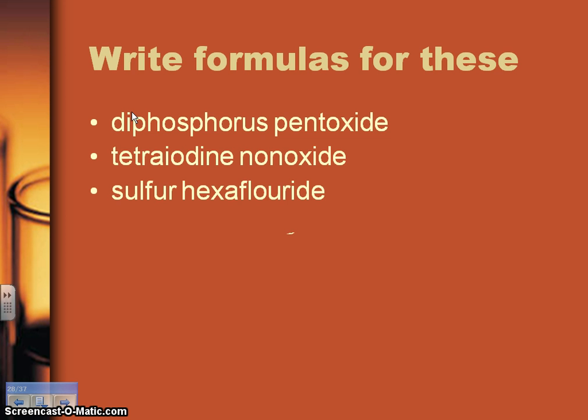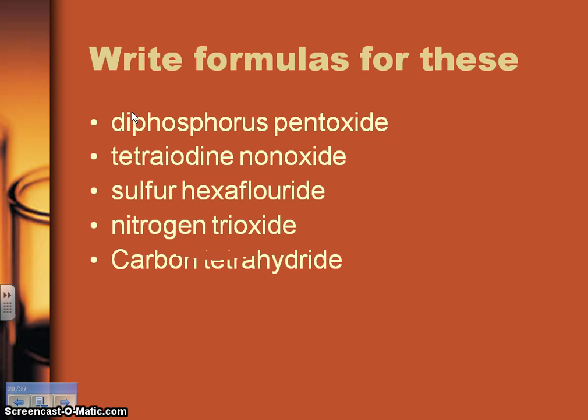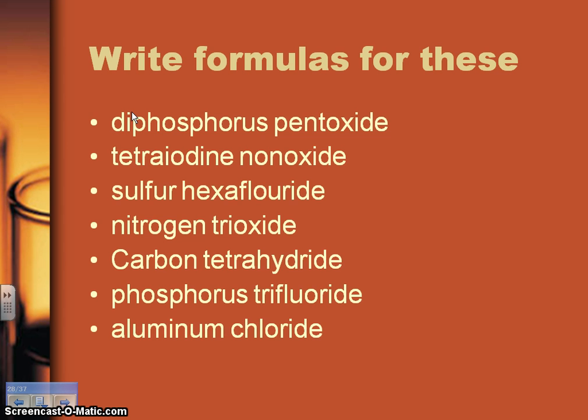I now want you to try the same thing for nitrogen trioxide, carbon tetrahydride, and phosphorus trifluoride. Put the answers to all 6 of these in your notebook. Also, as a little practice, write the formula for the ionic compound aluminum chloride. Remember, you cannot use prefixes for ionic compounds. You have to use the set of rules which we covered earlier this week.